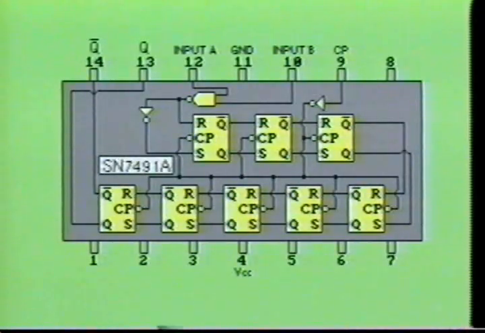Here we see the SN7491A, which is a serial in, serial out 8-bit shift register utilizing transistor logic circuits. This IC contains 8 RS master-slave flip-flops with input gating and a common clock driver. This register is capable of storing and transferring data at clock rates up to 22 megahertz while maintaining a typical noise immunity level of 1 volt. Power dissipation of this device is around 175 milliwatts with a fan-out of 10 from the outputs.